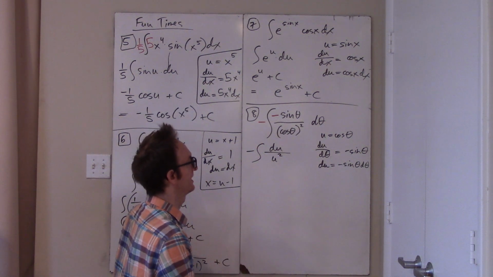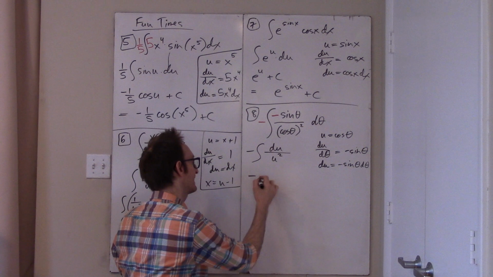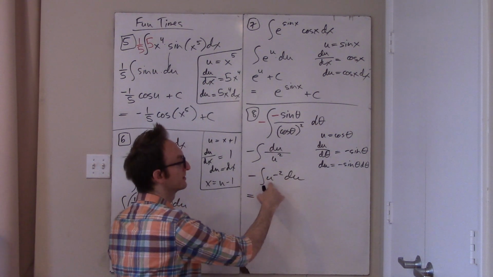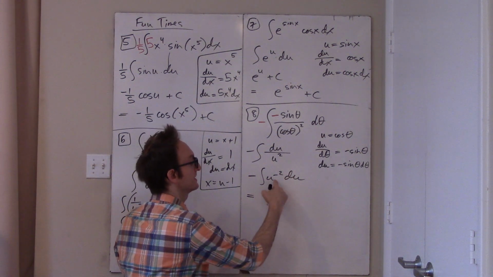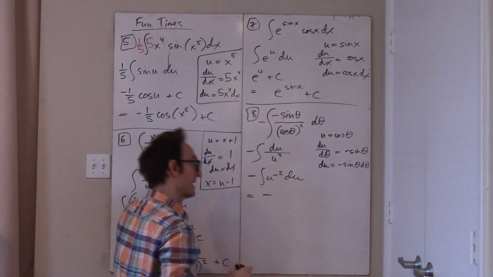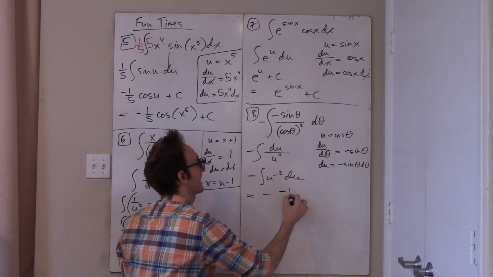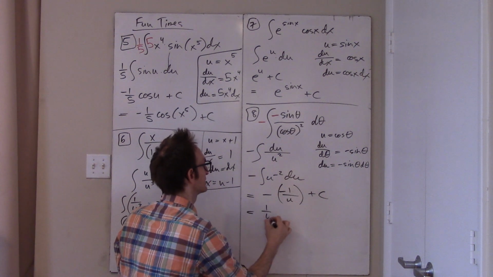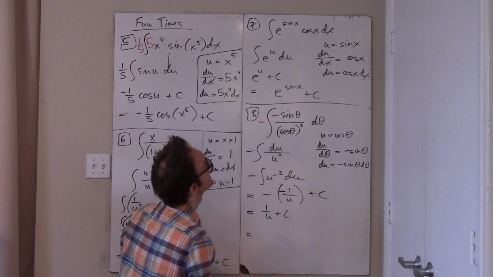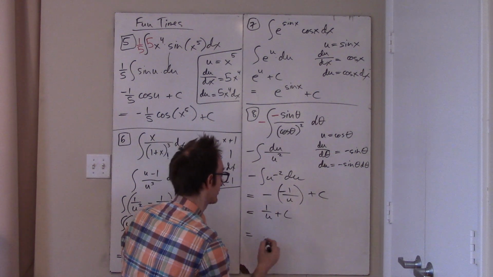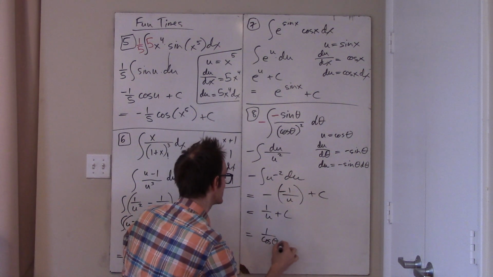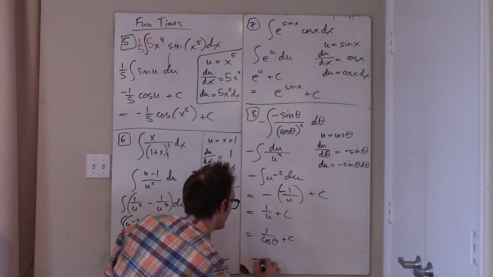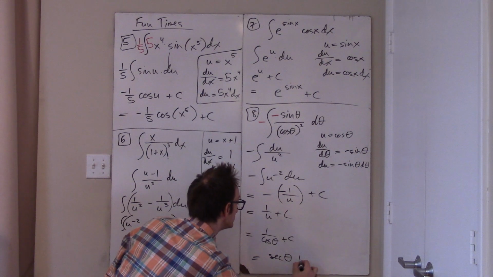What's that? It's negative u to the negative 2 du, and the antiderivative of u to the negative 2 is up a power to negative 1 divided by negative 1, so it's negative 1 over u. And so this final problem is 1 over u plus c, so it's going to be 1 over cosine, or you could even just say secant. So the final answer here is secant theta plus c.